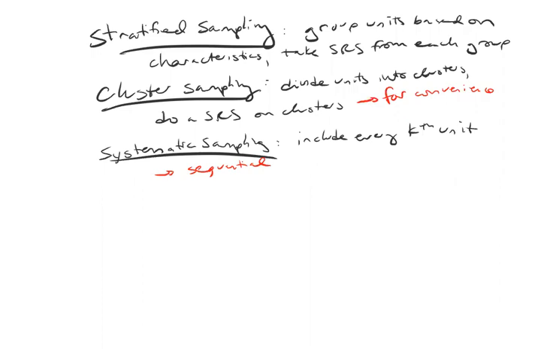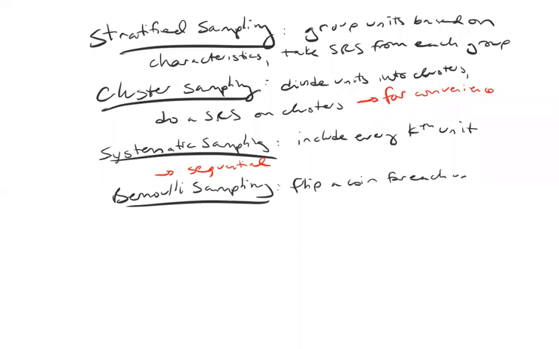The last one I'll mention here is Bernoulli sampling. For Bernoulli sampling, it's also sequential. You flip a coin, which might not be a fair coin, for each unit to decide whether or not they'll be in your sample. This one is also sequential.